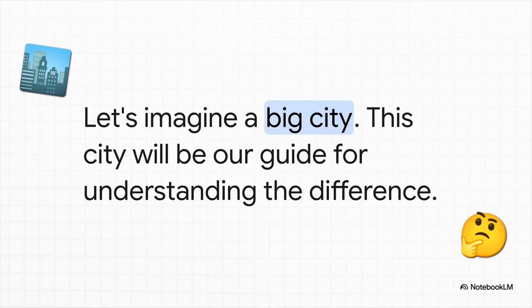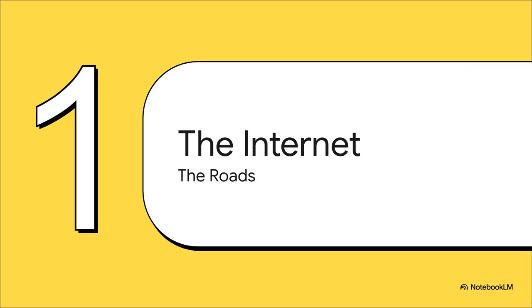All right, I want you to imagine a big, bustling city. Got it? Think of a huge, sprawling metropolis. This city is the key to everything. Every single road, every building is going to help us understand the digital world we're all living in. Okay, first up, the internet.